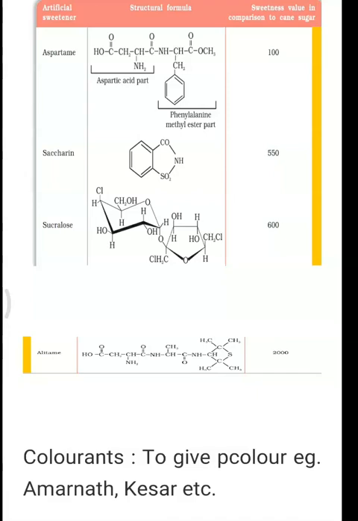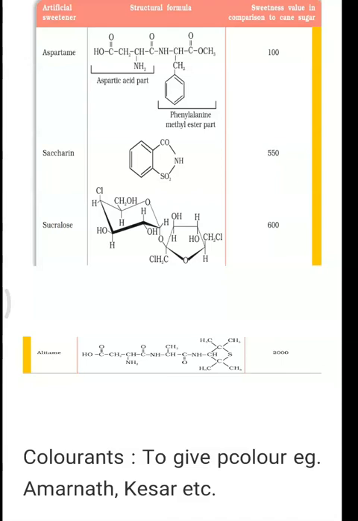After this, nowadays there are many other sweeteners available in the market. The first of them is aspartame. Aspartame is about 100 times as sweet as cane sugar, but it has one problem. It is not stable at high temperature, so it can be used in soft drinks and cold food only. Chemically, aspartame is the methyl ester of the dipeptide formed by the action of aspartic acid with phenylalanine.